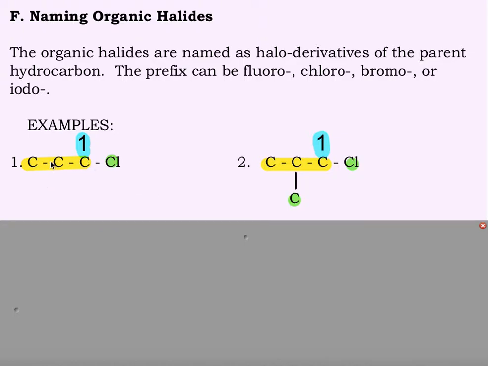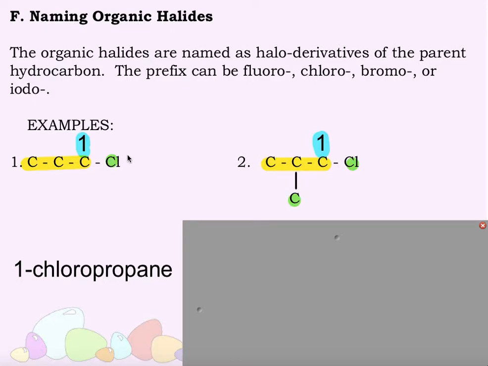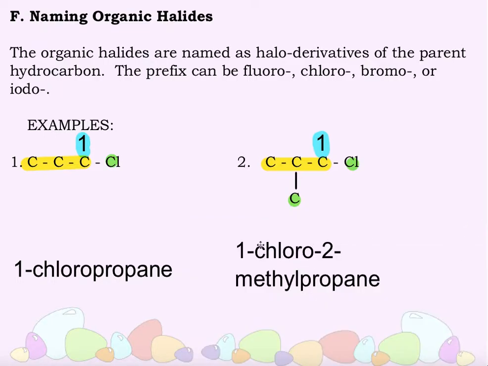So if you look here, we have 3 carbons with single bonds, which is a propane. And we have a chlorine, which we call a chloro, on the very first carbon. So the name is 1-chloropropane. If we look over here, it's almost the same, but we have a chlorine and a methyl group. So just remember, you want to do your alphabetical. Chloro is alphabetically before methyl. So that's why it's 1-chloro, 2-methylpropane.